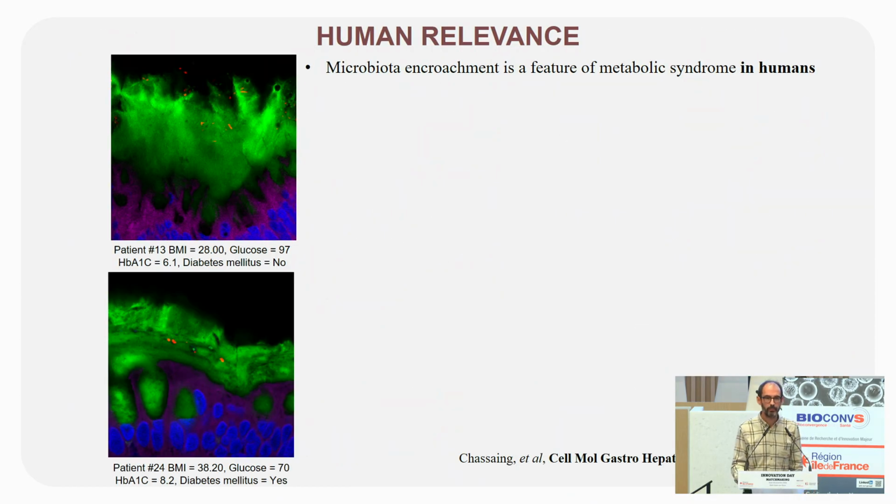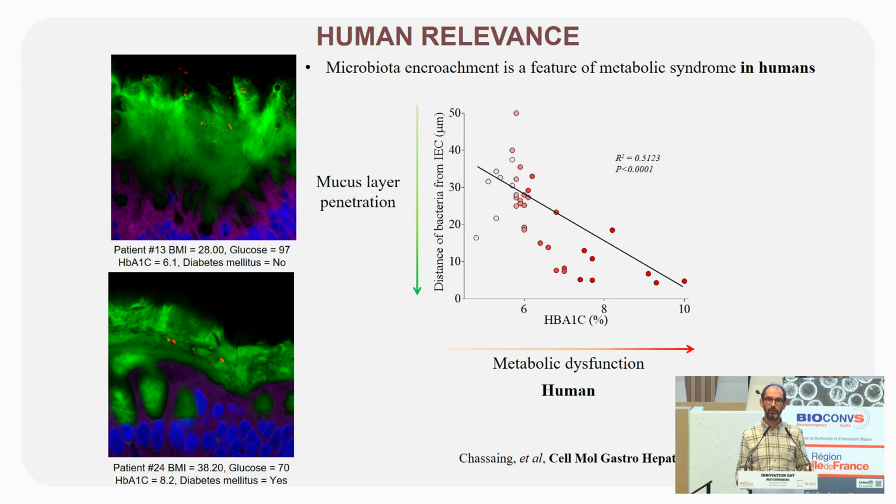So of course this is bringing me to the human relevance, because everything I presented so far was using a mice model. And regarding the human relevance, we have some data that was again published a couple of years ago in humans with or without type 2 diabetes and metabolic deregulation. And what we observed is there is a perfect correlation between the severity of type 2 diabetes, which was quantified here by HbA1c level, and the severity of microbiota encroachment.